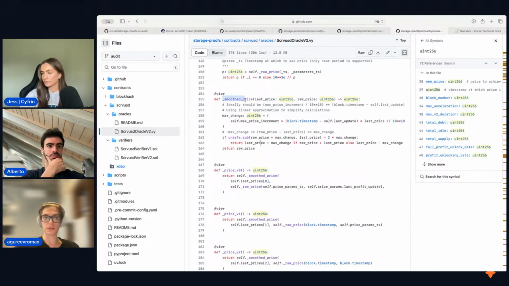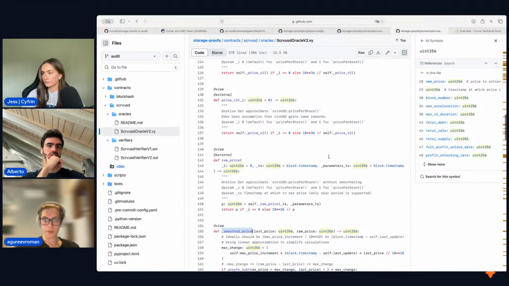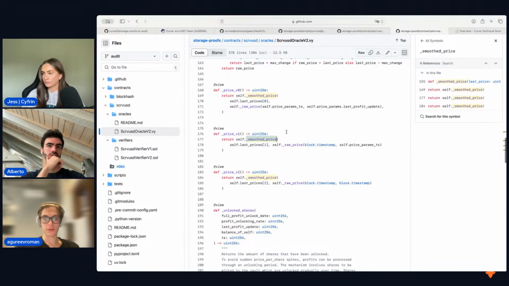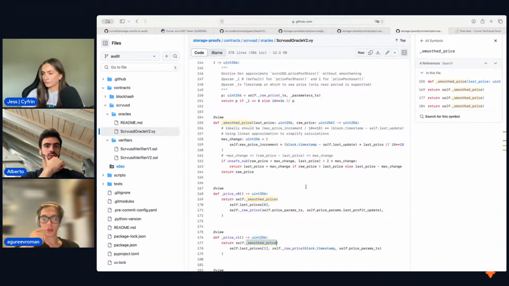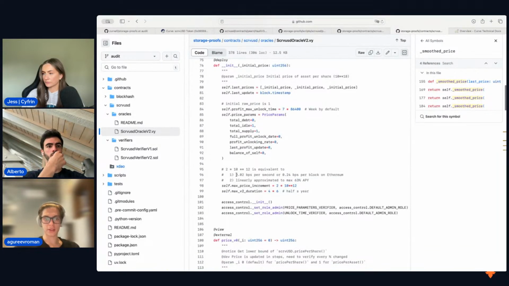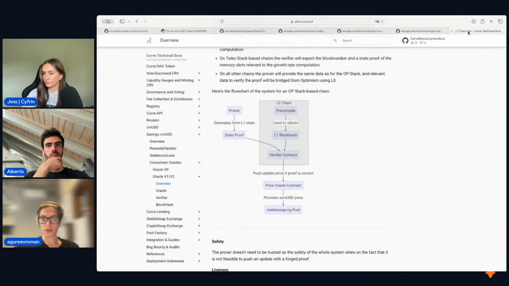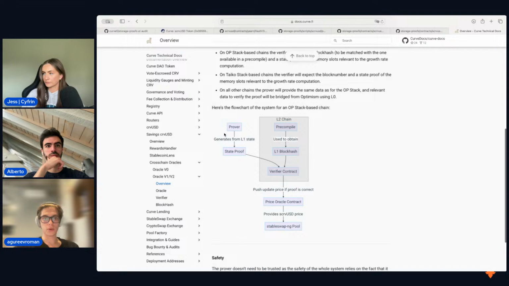So this one is put over all the functions. You can see here it's used everywhere, and the value is made so it is some trade-off between the highest possible APR and, I mean, it's big enough so it can actually keep up with the price. And also there are docs with the whole picture where there is a prover.